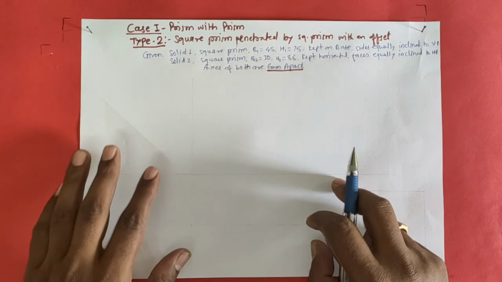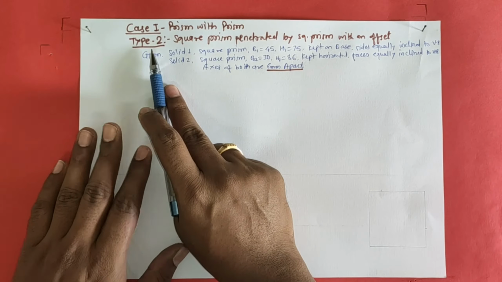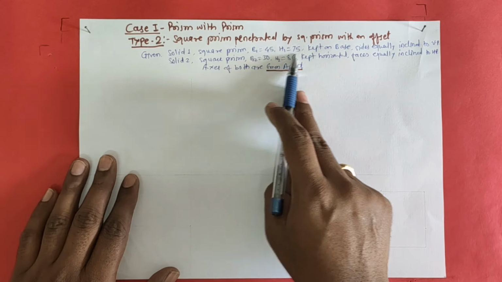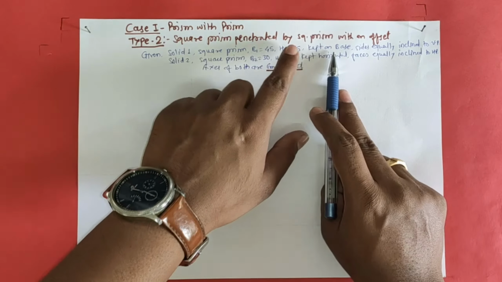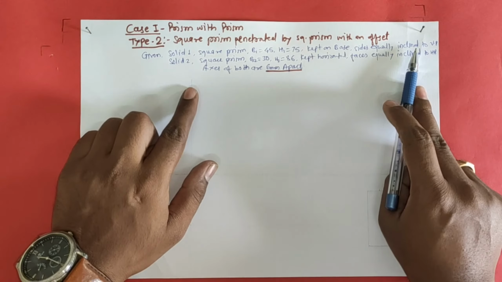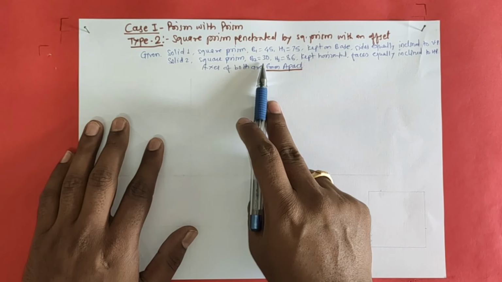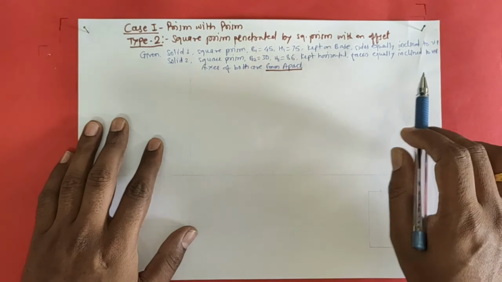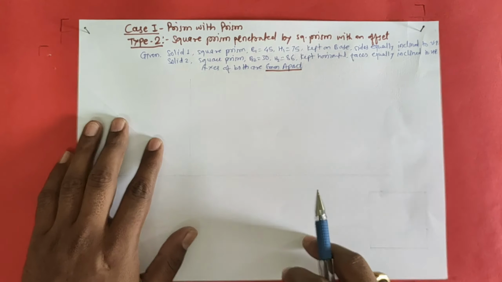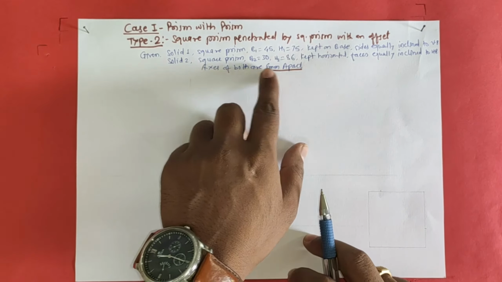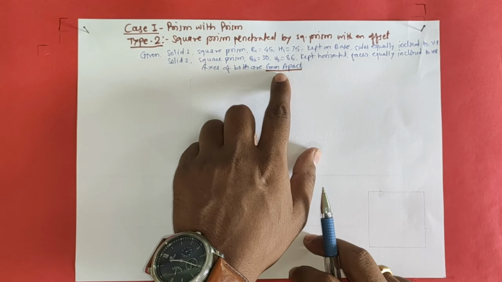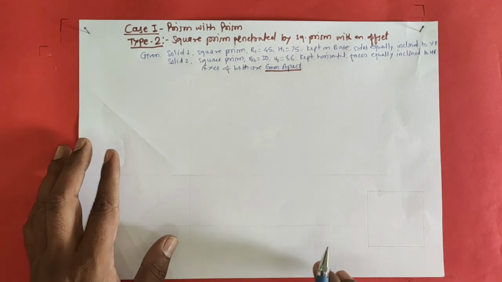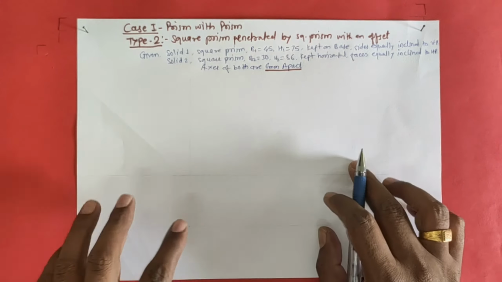So this is the second type, and given one solid is a square prism, 45 mm edge of base, 75 mm height, kept on base, sides equally inclined to VP, and another is a square prism, side 30 mm, axis height 86 mm, kept horizontal, faces equally inclined to HP. And see, both axes are 6 mm apart, that is the offset given. Now we are going to solve the problem.